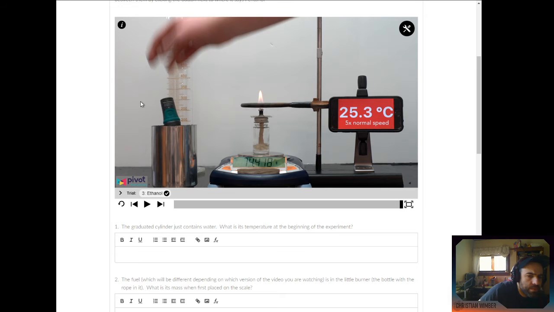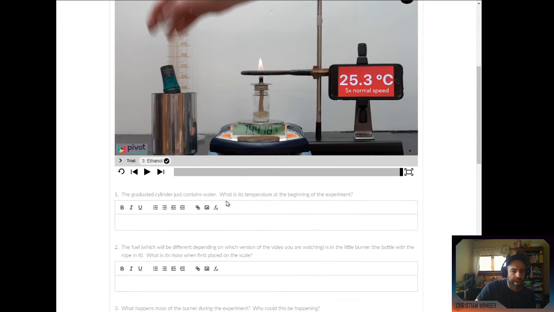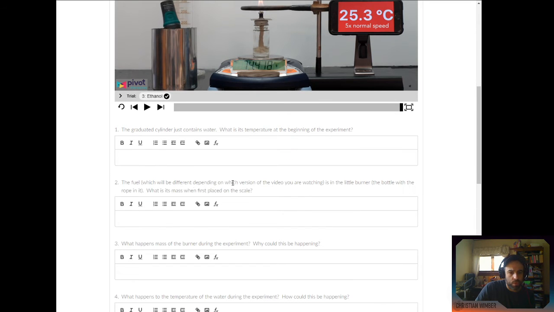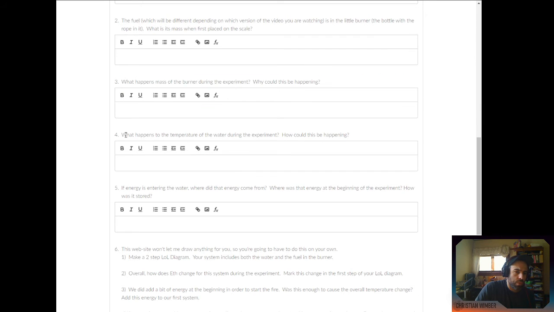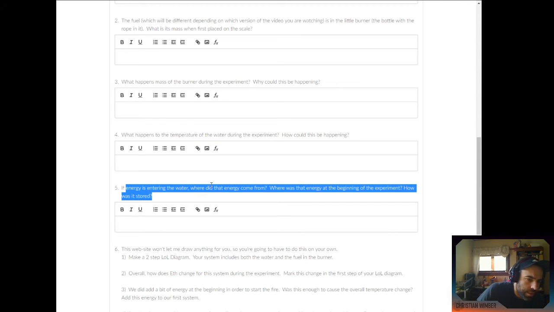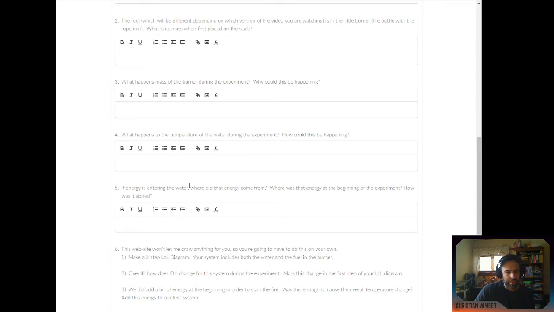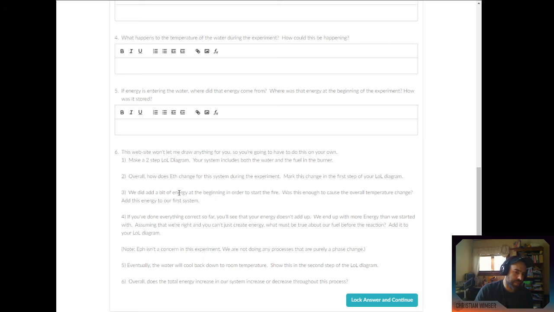All right, so the questions I wanted you to think about is what happens to the temperature of the water? What happens to the fuel? Why does the mass go down? Eventually, what happens to the water overall? And then finally, where did the energy come from that is in the water now? And we're going to use all this information to help us make an LOL diagram. So I'm going to walk you through the LOL diagram and see what we can figure out here.